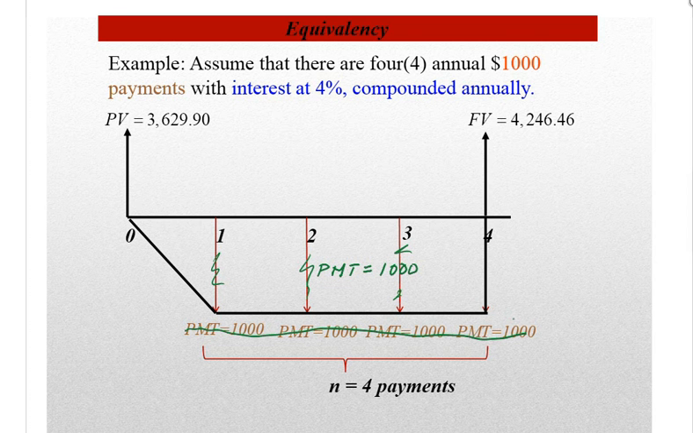However, if interest rate is 0%, then the present value is going to be $4,000, future value is going to be $4,000, and 4 payments of $1,000 each.